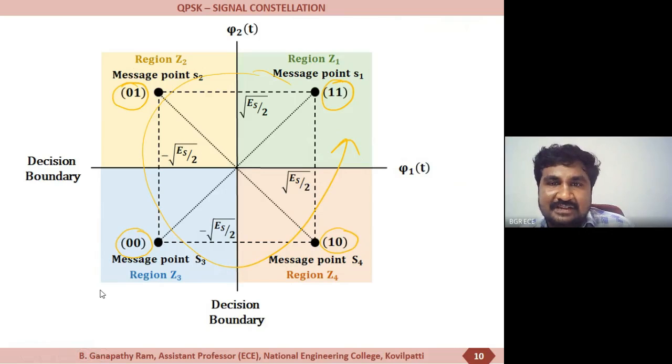If the presence of additive white Gaussian noise relocates the message point at the receiver side to the nearest quadrant, then the corresponding error that occurs on the bits is only one bit. That is, a single bit error will occur. That is why we are representing the Gray code encoded binary data for each of the adjacent coordinates.